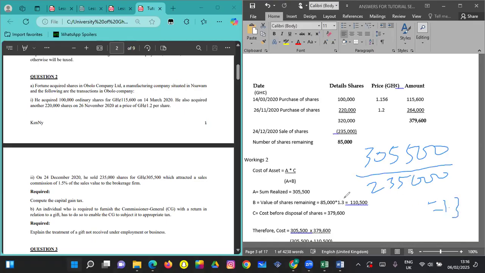But if they don't give you, then this is what you have to do. You just divide the value by the number of shares sold, and then you get the price of the share as at that time. Do you get it? Yeah, I'm sure you get it. So sometimes they might give you the value as at that time, then you use that. If they don't, this is what you are going to do.